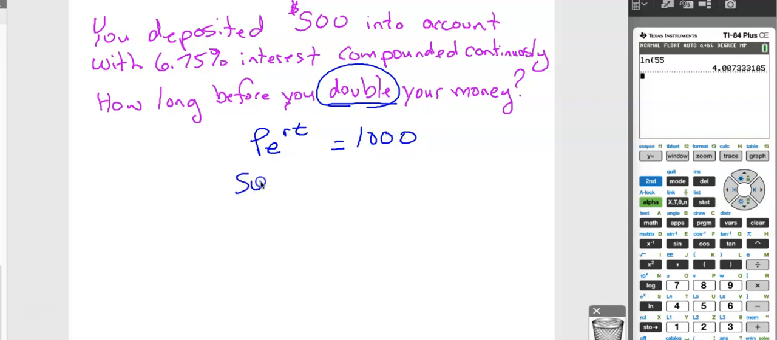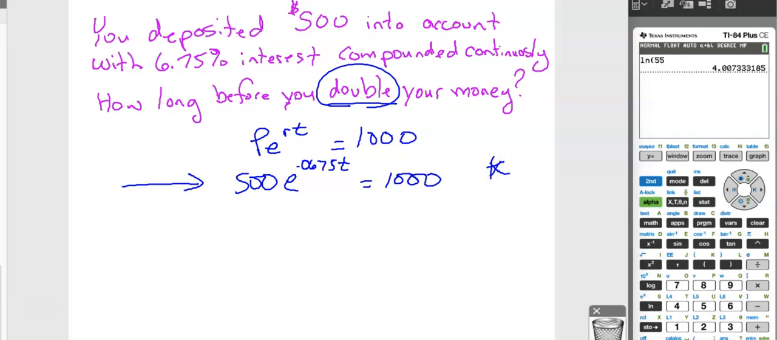So here we have 500. e, the interest rate is 0.0675 to be able to do this. And t is what we don't know. We're trying to find the time. So make sure you set that step up, because I'll look at each step and give you partial credit and make sure you know how to do it. But setting that step up is crucial to be able to solve it.